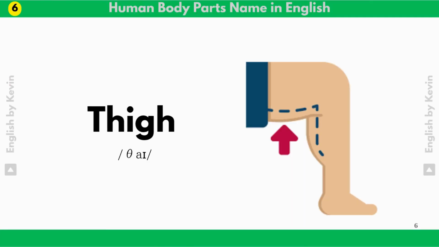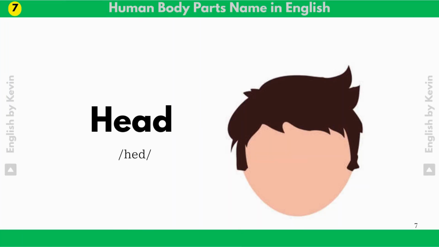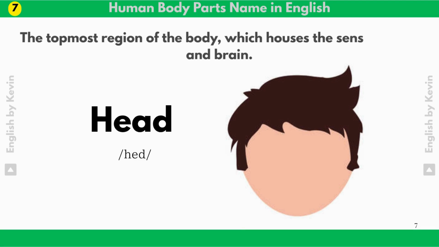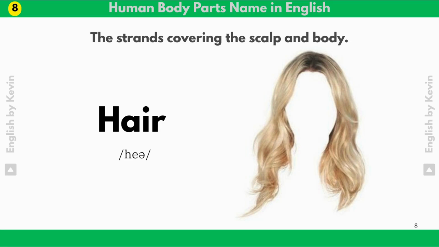Thigh. The region of the leg above the knee and hip. Head. The topmost region of the body, which houses the sense organs and brain. Hair. The strands covering the scalp and body.